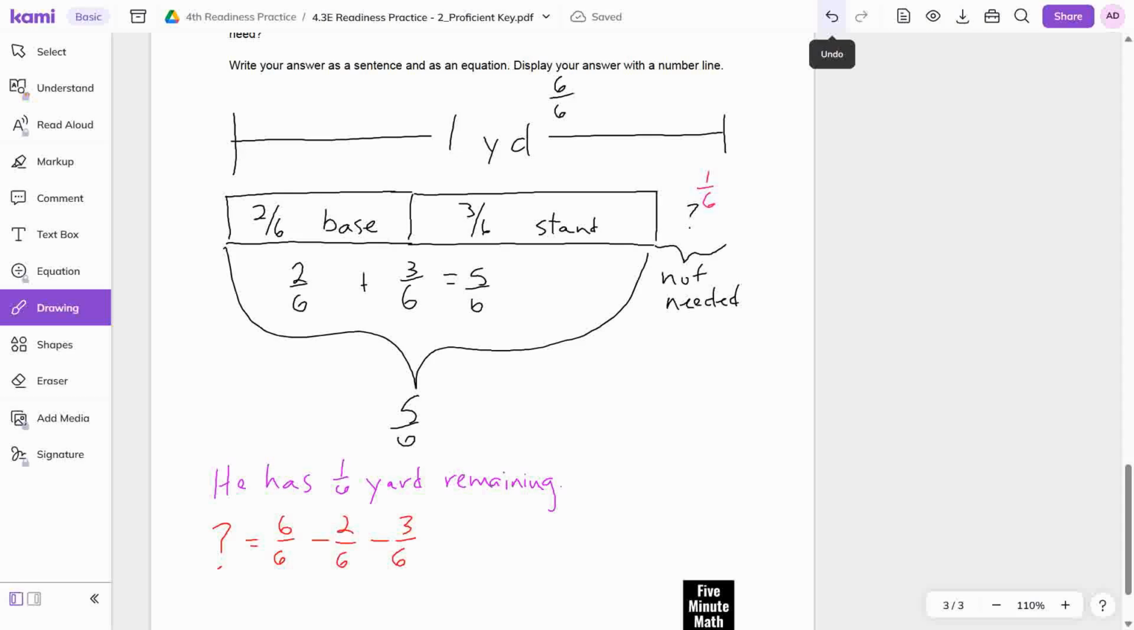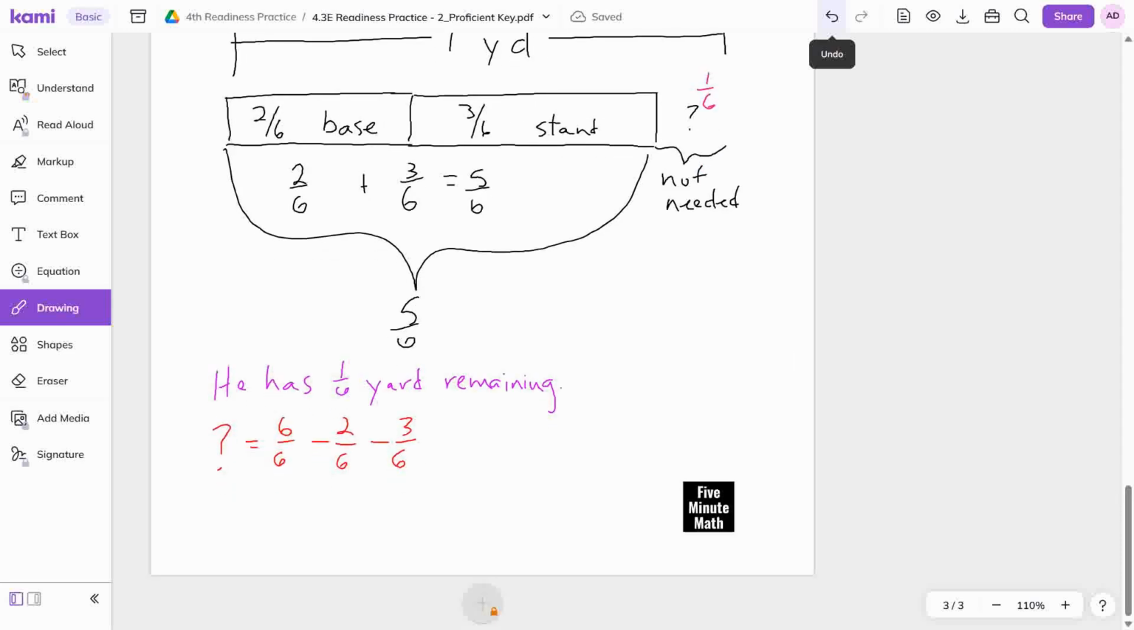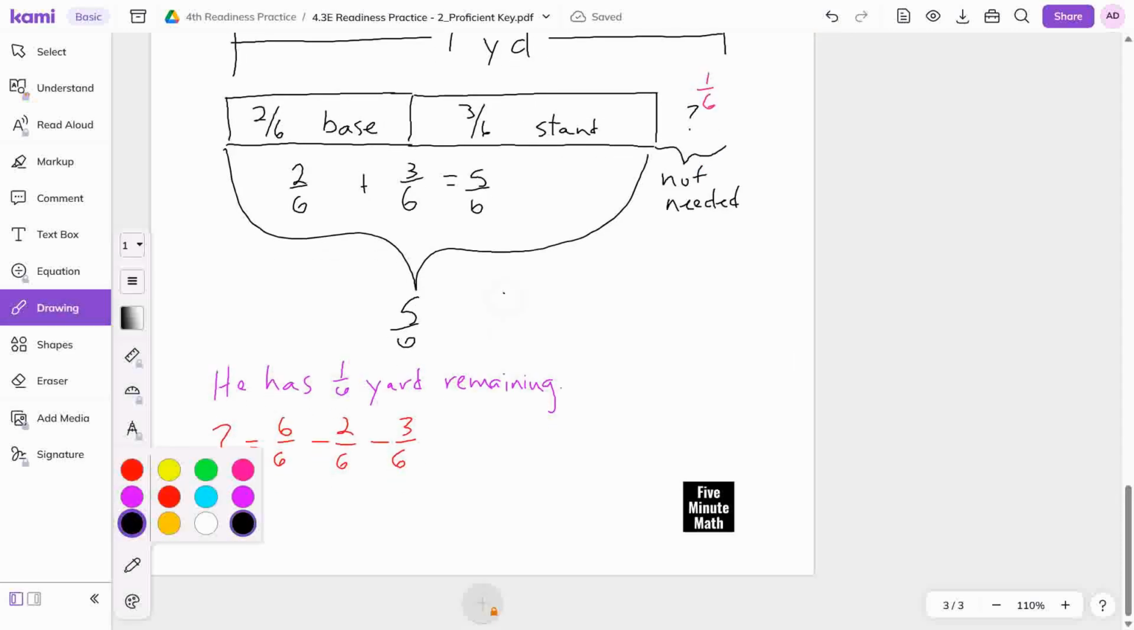Then we also need to display our answer with a number line. So let's draw a number line here. So it's going to look kind of like our strip diagram. So I'm going to have 0, and I'm going to have my 1 whole, which is my 6/6, and I'm going to start chopping stuff off. I'm going to chop off my 2/6, right? And I'm going to kind of go back this way here, 2/6, and then I'm going to have my 3/6 right there. And then that's going to leave me with my unknown, which is my 1/6.